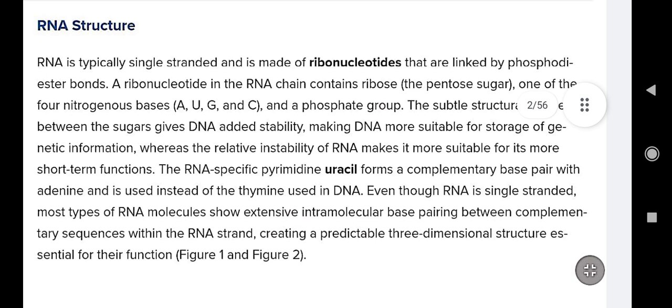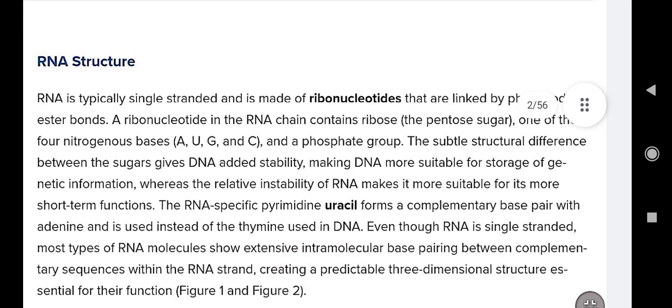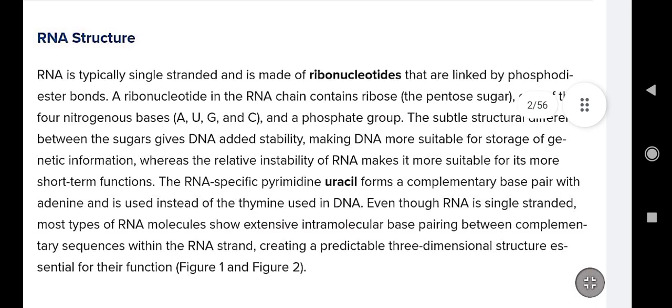So it is a short-term function. This RNA is based on short-term function. It is not based on stability, that it will remain for a long time in a cell. It will quickly get degraded because it is less stable, whereas DNA is more suitable for storing the genetic information.